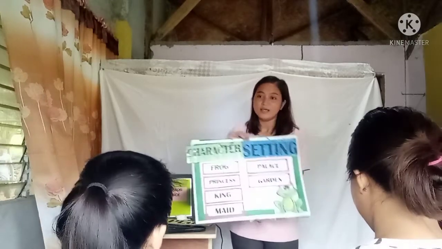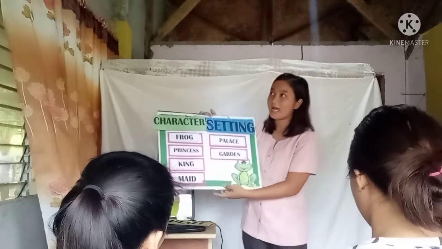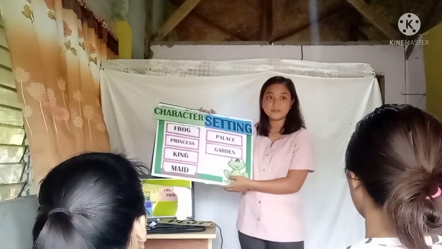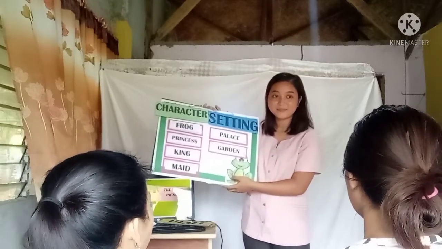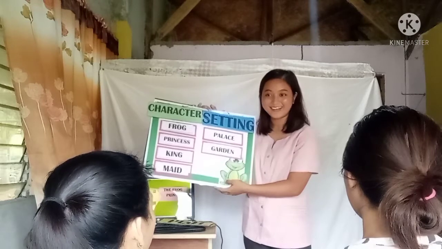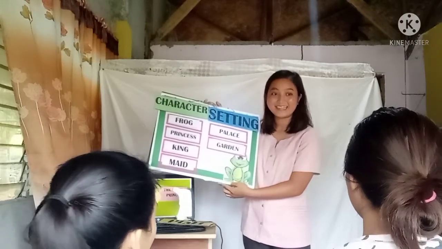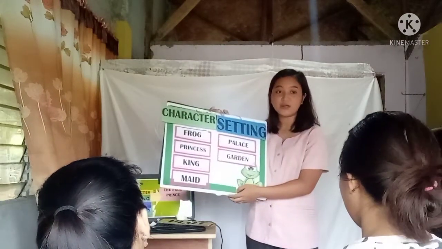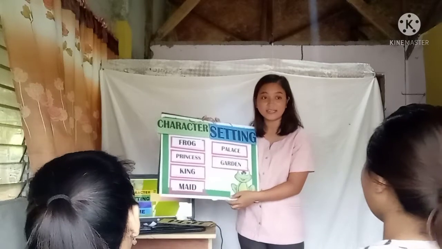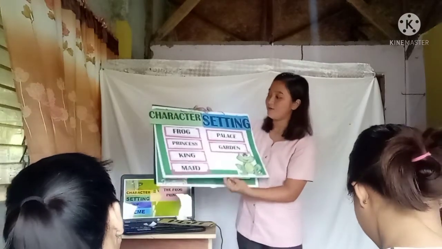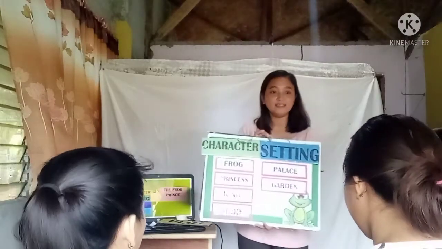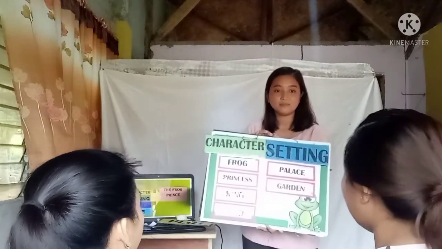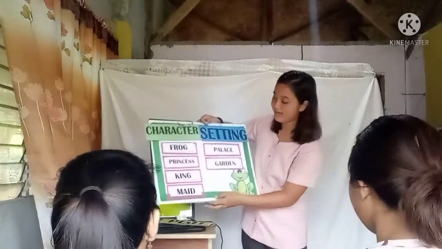So, can you remember what time the princess went to the pond and played with the ball? Is it morning or evening? Evening. Evening, very good. Because it is said in the second part of the story that one evening she went to the garden and played with her ball. Okay, so can you read the setting again? The story happened in the palace and in the garden. Very good.